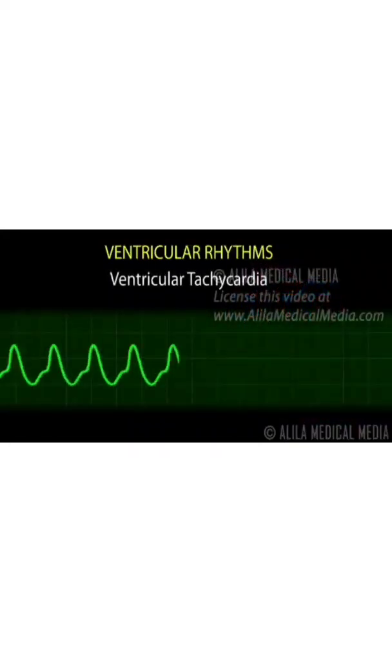On an ECG, VTach is characterized by wide and bizarre-looking QRS complexes. P wave is absent. VTach may occur in short episodes of less than 30 seconds and cause no or few symptoms. Sustained VTach lasting for more than 30 seconds requires immediate treatment to prevent cardiac arrest. Ventricular tachycardia may also progress into ventricular fibrillation.